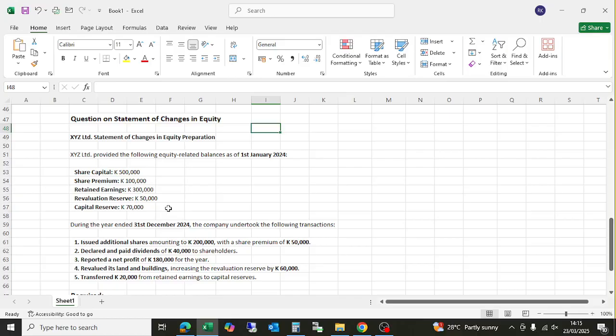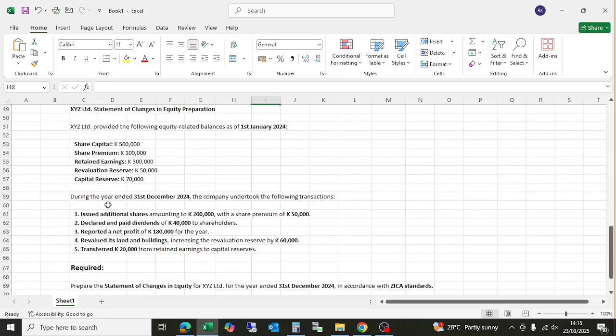As per their historical data, they made a revaluation and there was a revaluation gain of 50,000 kwacha, which they then added to their revaluation reserve. So the revaluation reserve is now worth 50,000 kwacha, and then we have the capital reserve of 70,000 kwacha. During the year ended 31st December 2024, the company undertook the following transactions. They issued additional shares amounting to 200,000 kwacha with a share premium of 50,000 kwacha. They declared and paid dividends of 40,000 kwacha to shareholders. They reported a net profit of 180,000 for the year, revalued its land and buildings, increasing the revaluation reserve by 60,000 kwacha, and transferred 20,000 from retained earnings to capital reserves.